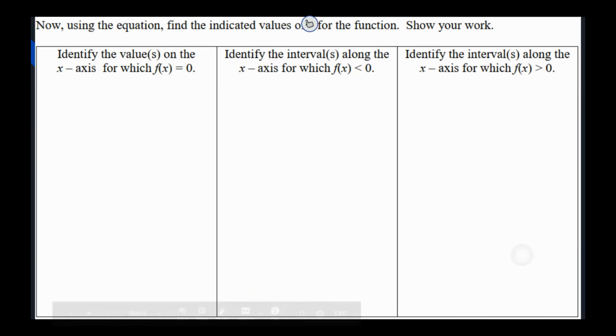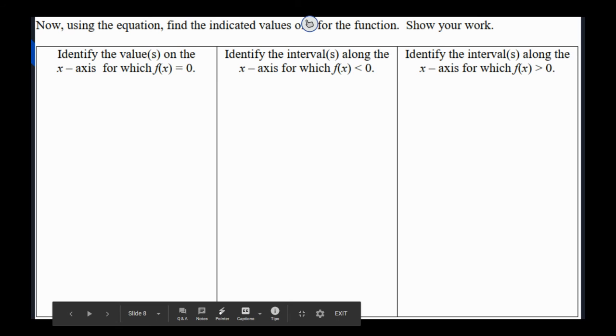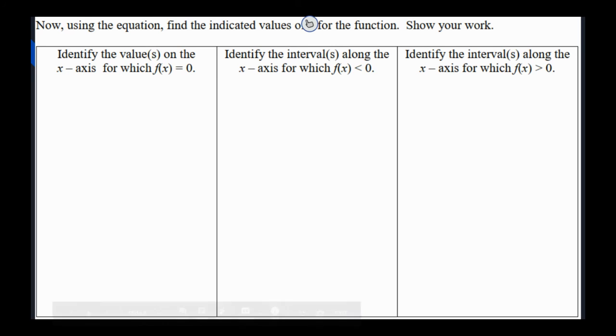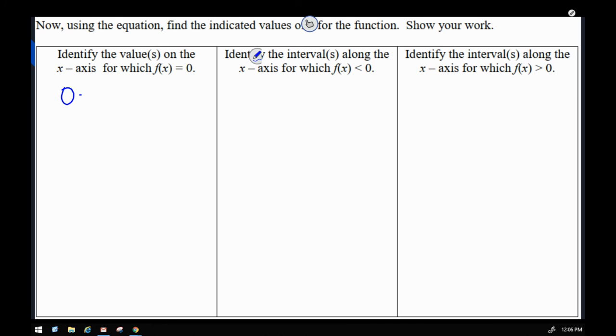Okay, now we're gonna do that same thing, but we're gonna do it with the equation. We're gonna pretend we don't know what the graph looks like. Okay, so identify the values on the x-axis for which f of x equals 0. So I'm gonna set my equation, f of x equals 2/3 x minus 2, equal to 0. And then I'm gonna solve for x. And what should we get? 3. You should, because that's what we got when we did it with the graph, right?